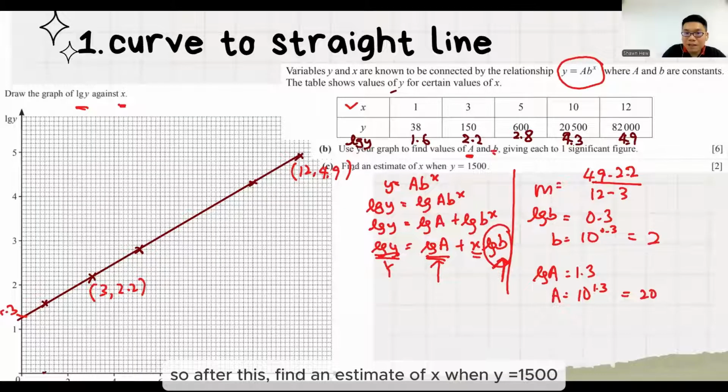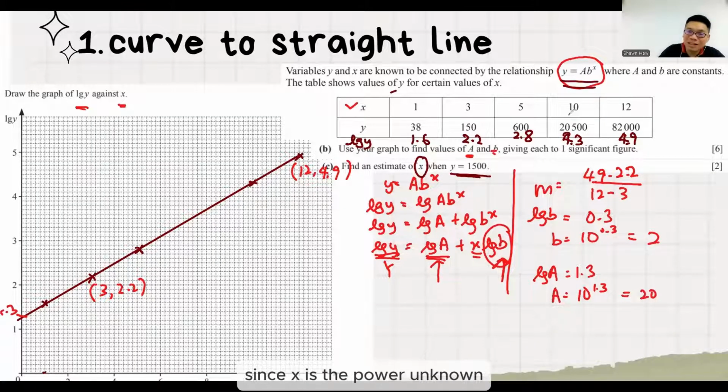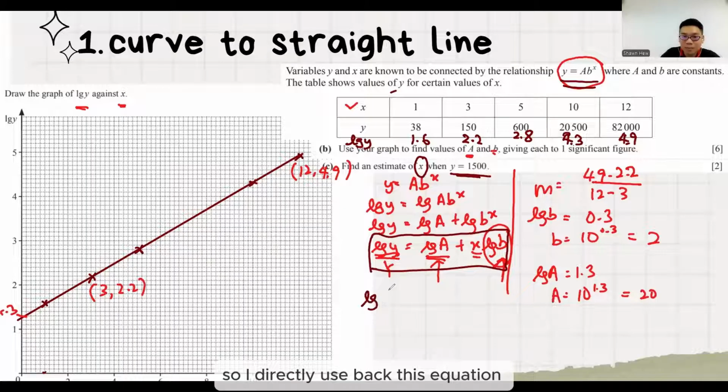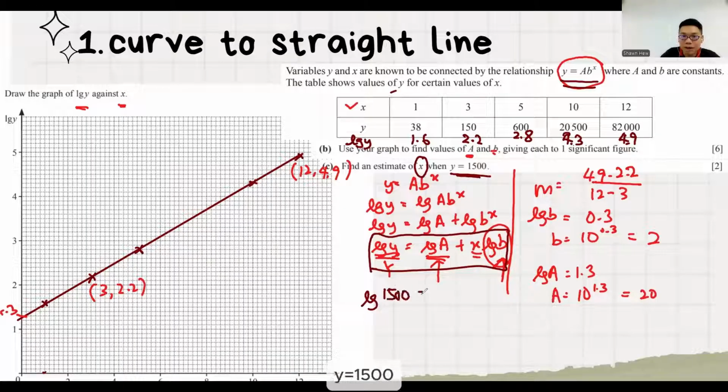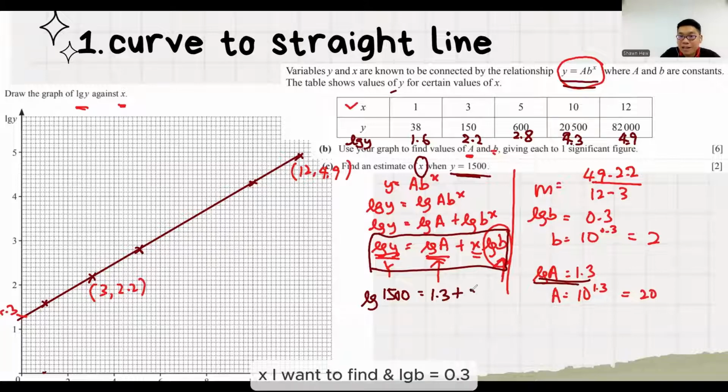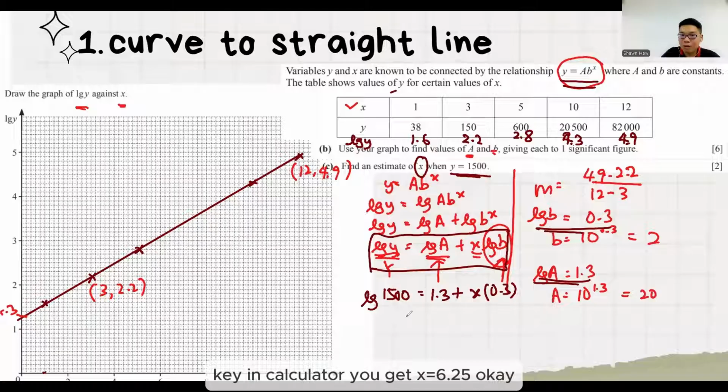After this, find an estimate of x when y equals 1005. Since x is the unknown power, I don't want to take the log later, so I directly use this equation. I substitute in y equals 1005. LGA I already know is 1.3. X I want to find, and LGB I know is 0.3. Here in the calculator, you get x is 6.25.